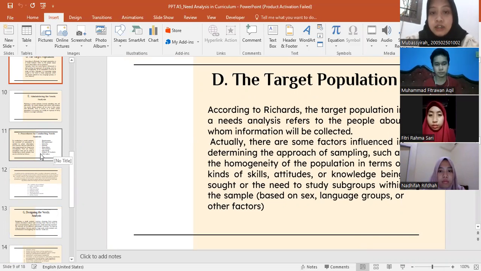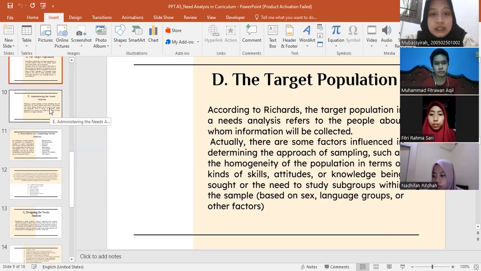an EFL context, the target population might include policy makers, Ministry of Education officials, teachers, students, academics, employers, vocational training specialists, parents, influential individuals and pressure groups, academic specialists, and community agencies. Basically, sampling is an important issue in determining the target population.